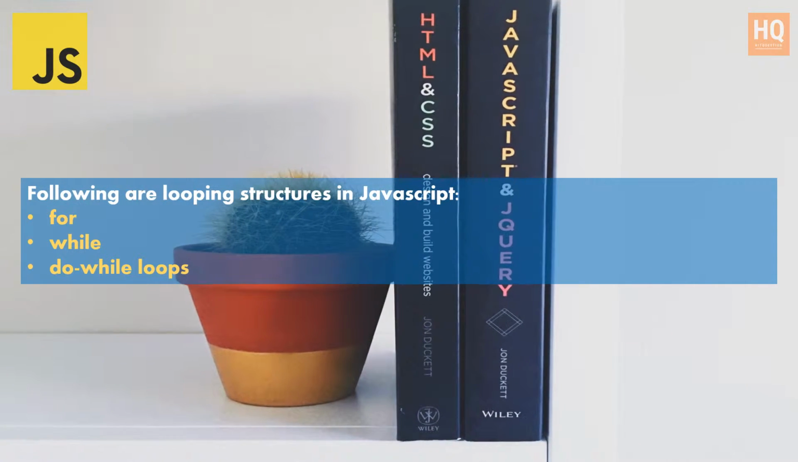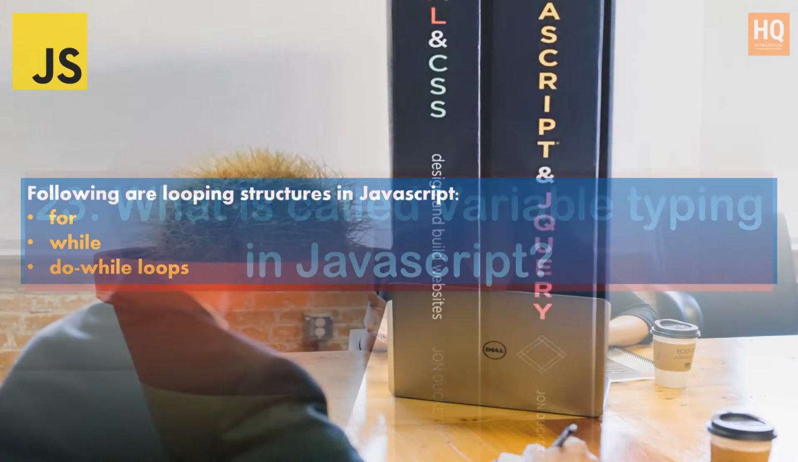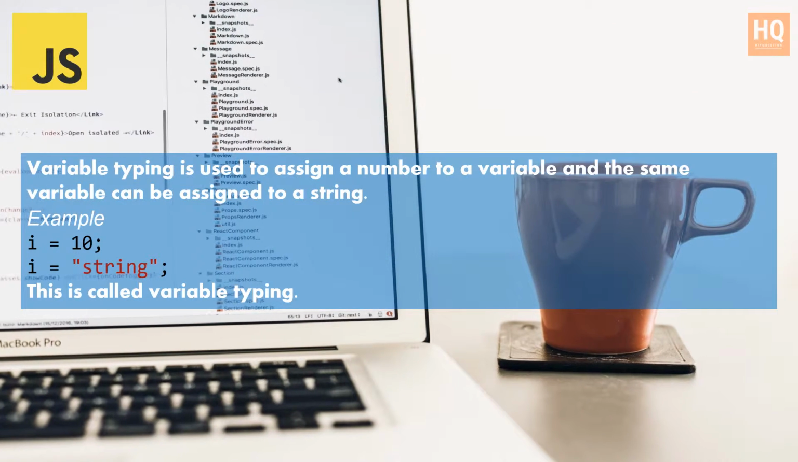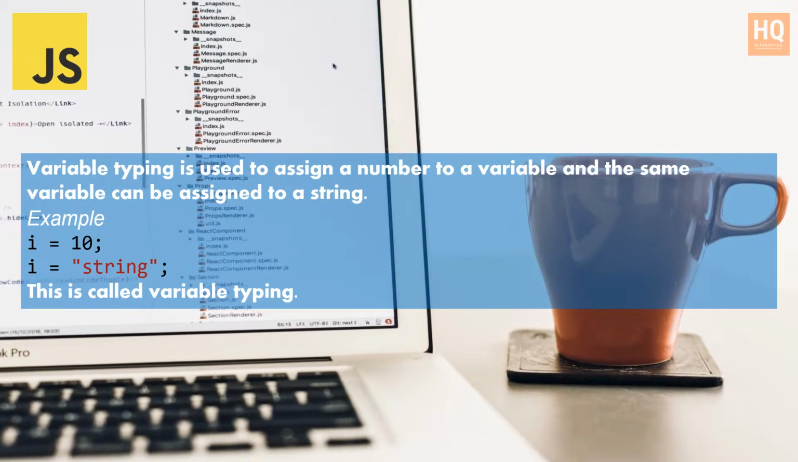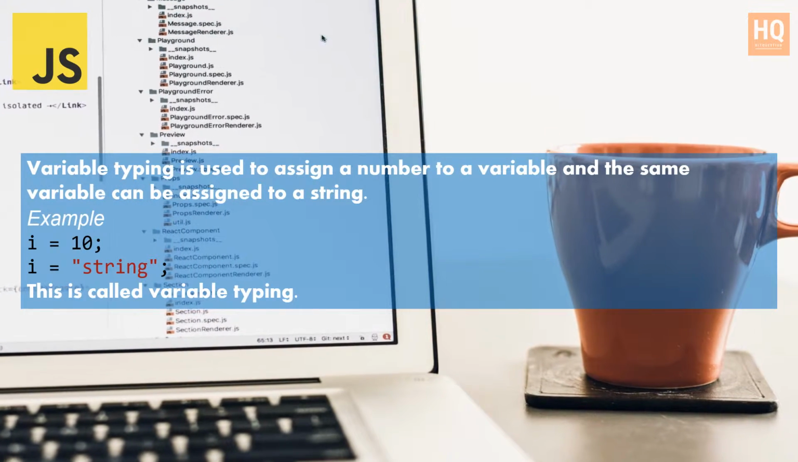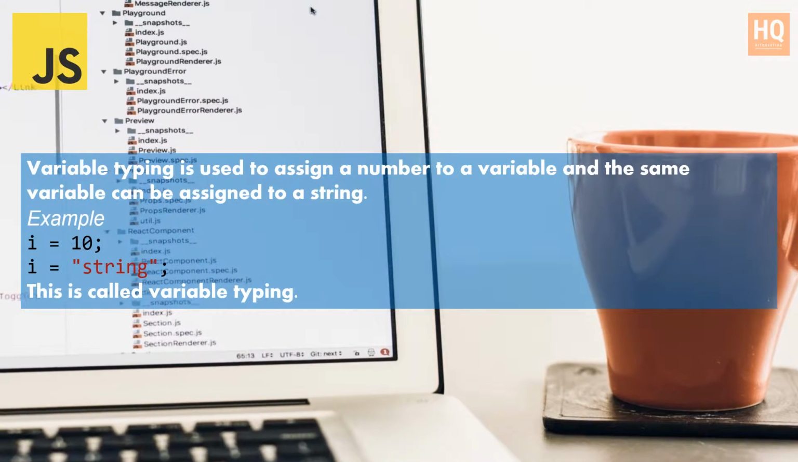The looping structures in JavaScript are for, while and do-while loops. What is called variable typing in JavaScript? Variable typing is used to assign a number to a variable, and the same variable can be assigned to a string. Example: i equals 10, i equals string. This is called variable typing.